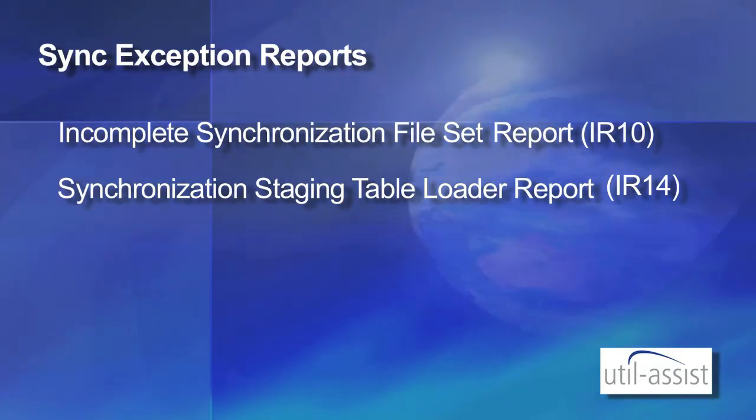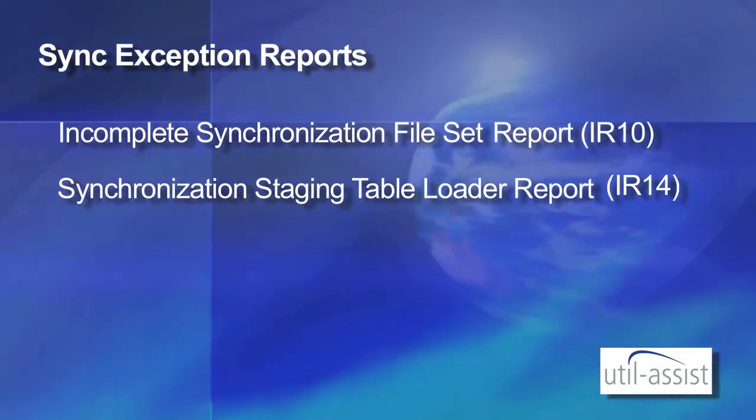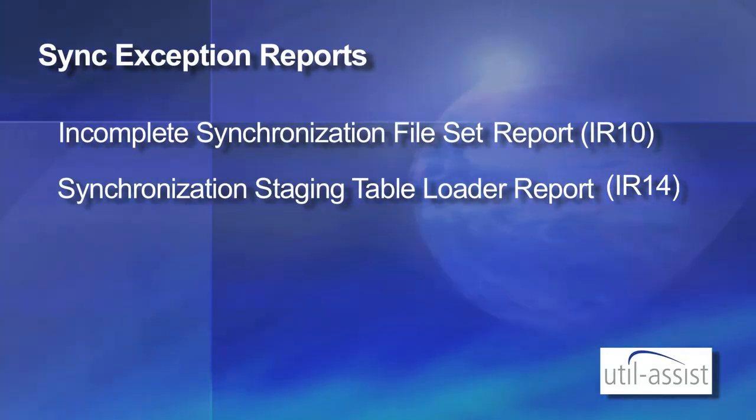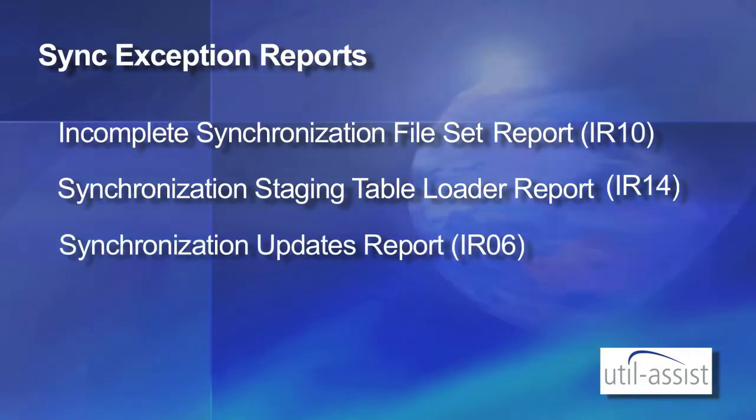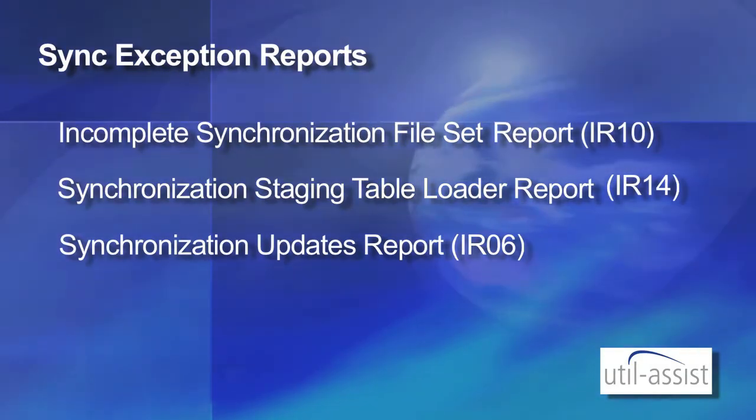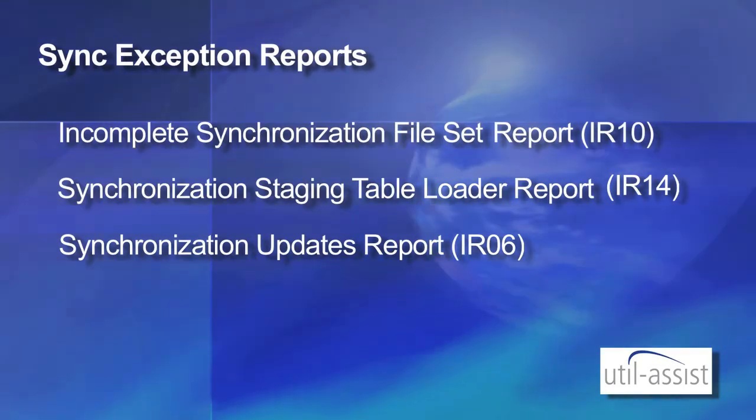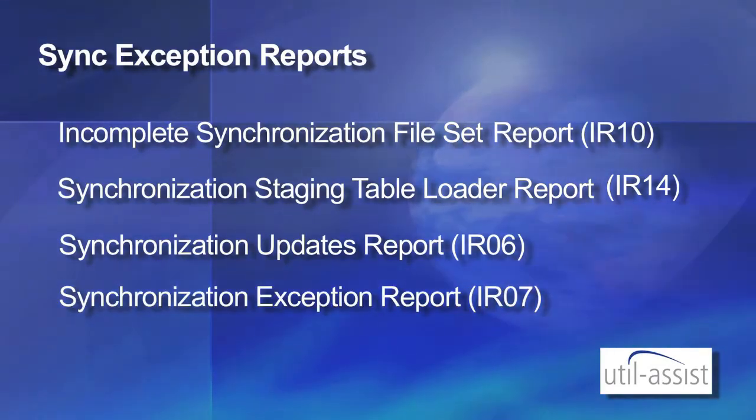At the end of the sync process, the MDMR sends the following two reports to the LDC. These reports are produced anytime a sync completes successfully or unsuccessfully. The Synchronization Updates Report, or IR06, lists all updates that have been made to the master meter data. Only attributes that have changed are included. The Synchronization Exception Report, or IR07, provides a listing of records that have failed to update through a sync.